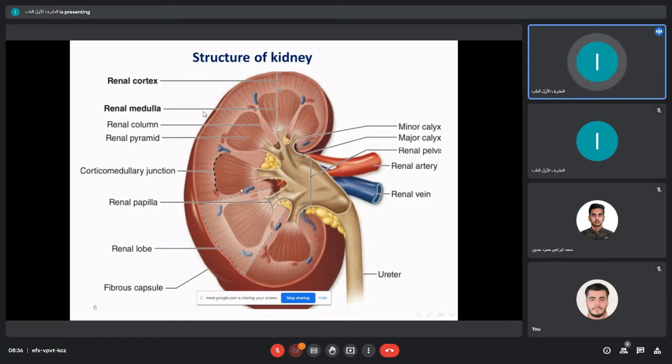The structure of the renal pyramid with the cortex and the adjacent extension from the cortex is called the renal lobe. The cortical extensions here between the renal pyramids, these extensions into the medulla, are called the renal columns. So renal column, cortex, and the adjacent renal pyramid is called the renal lobe. The whole structure of the kidney is surrounded by a fibrous capsule.